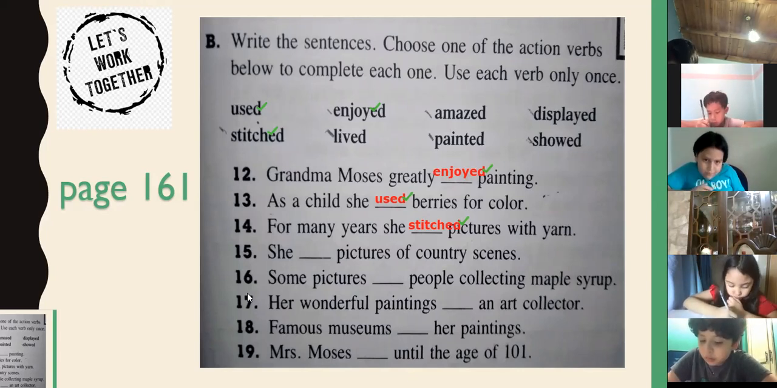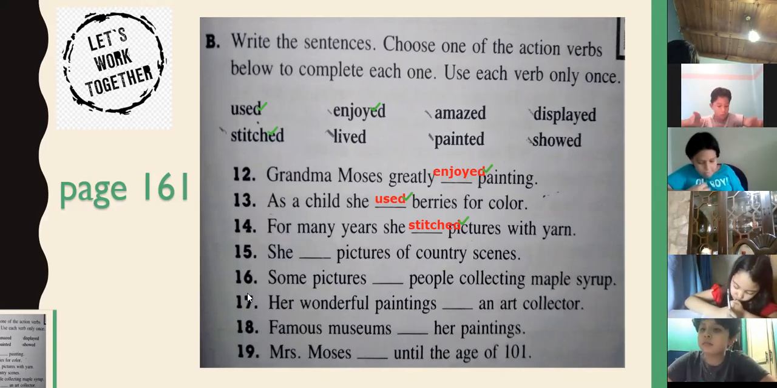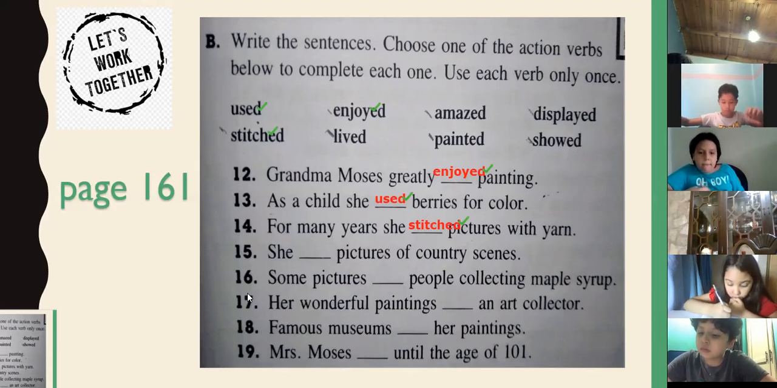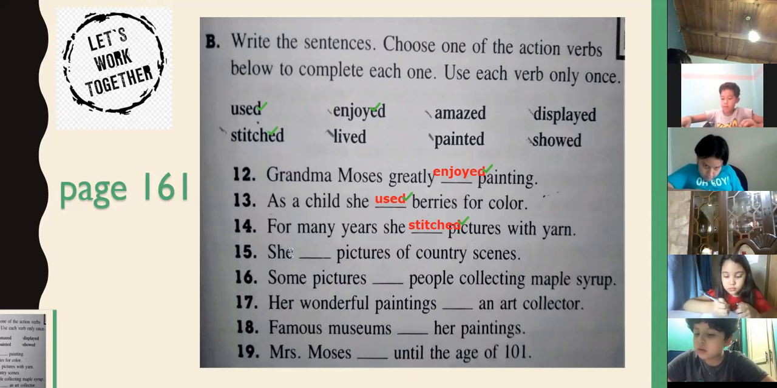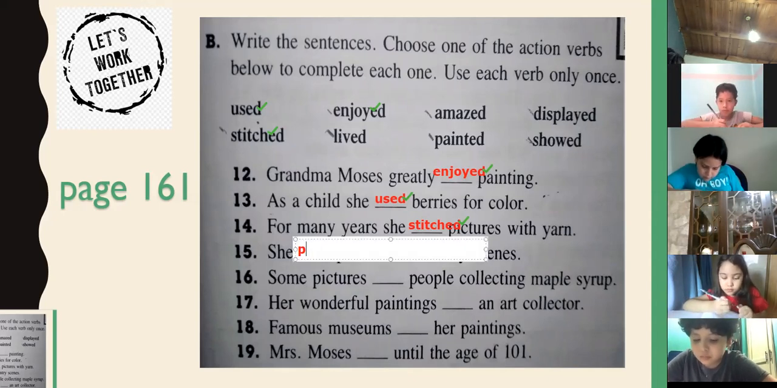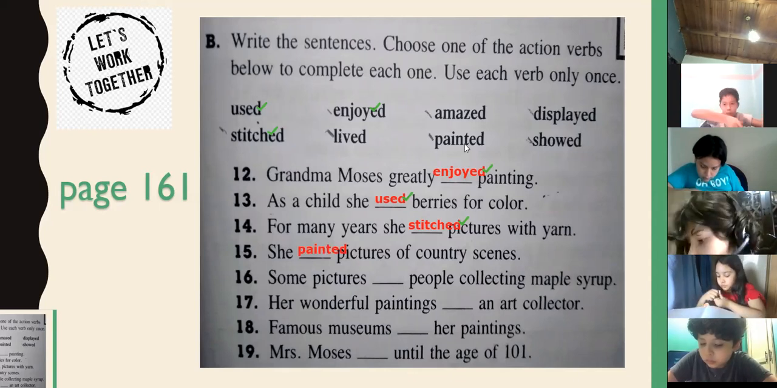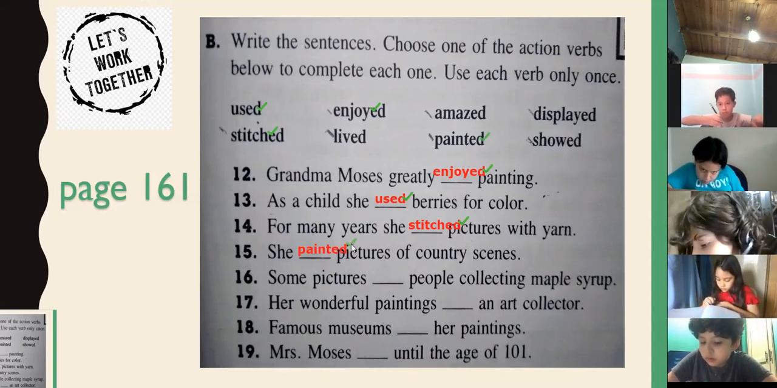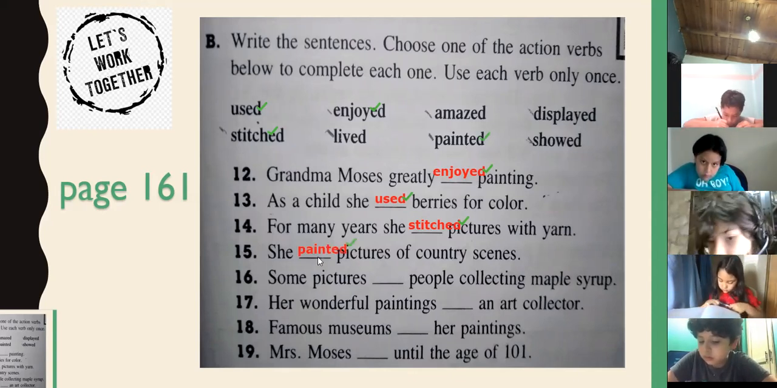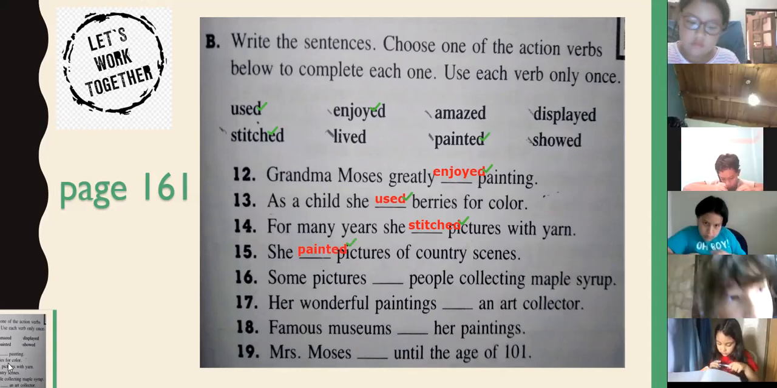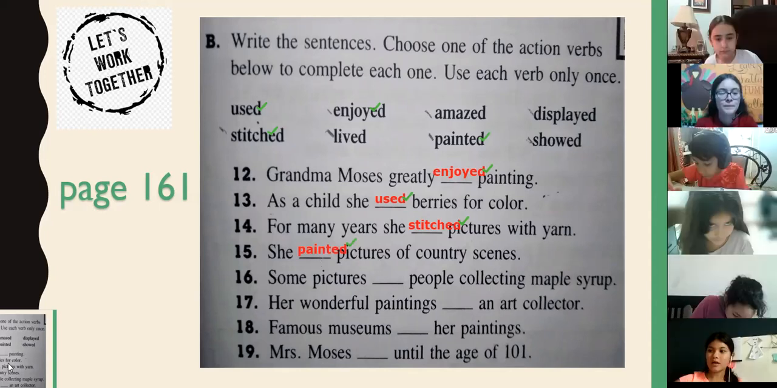Amazed. No. Painting. She painted, that's right. She painted pictures of country scenes. That's right. Excellent. She painted. So let's put a check because we already used these words. Excellent, Santiago. Another volunteer that wants to read number 16.